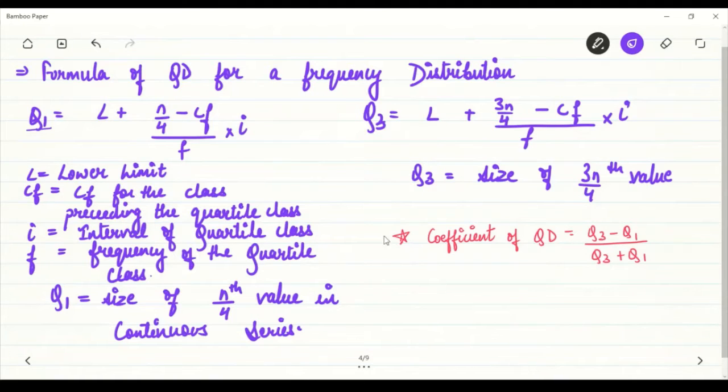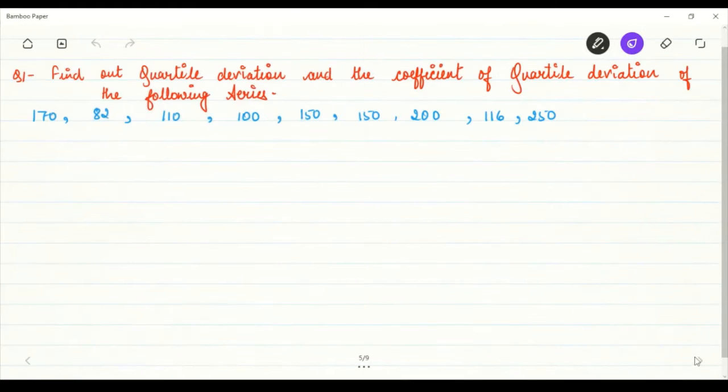We also have a formula which guides us on how to calculate the coefficient of quartile deviation. It is (Q3 minus Q1) by (Q3 plus Q1). Now, it seems pretty confusing and hard, but once we solve questions based on these formulas, it will become easy for us. So let us apply these formulas in certain questions.